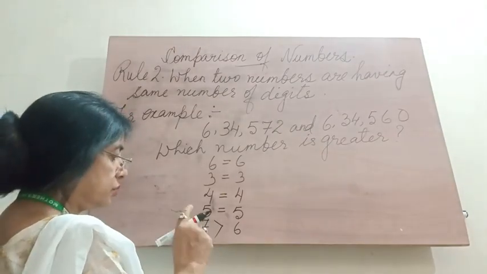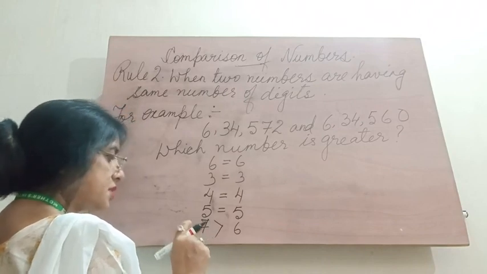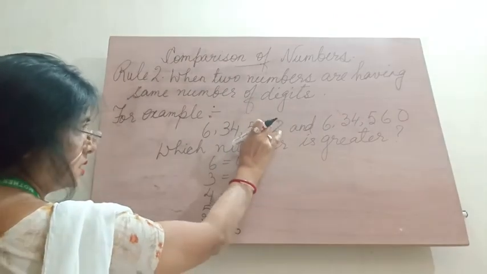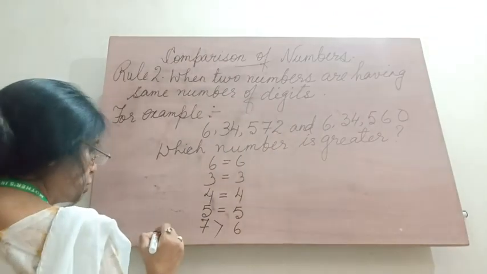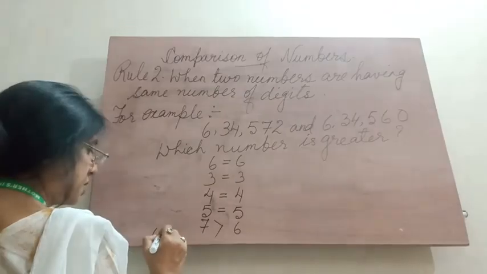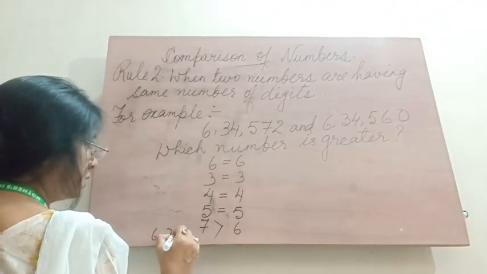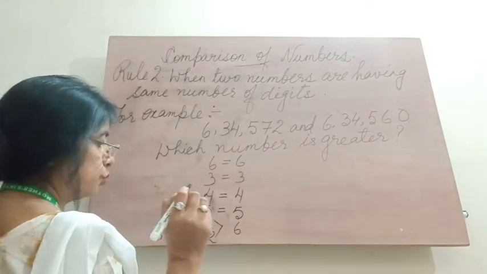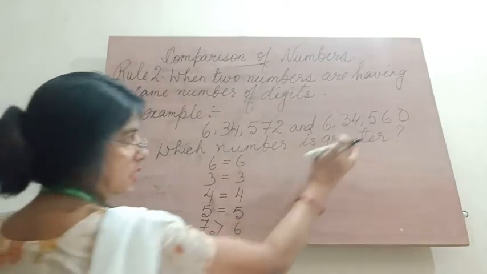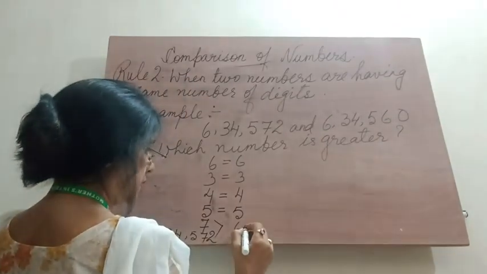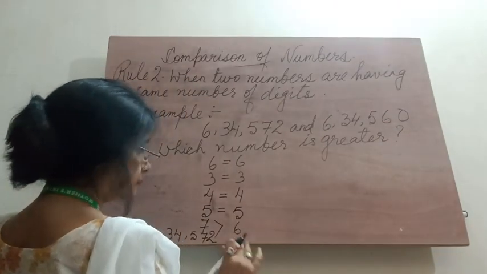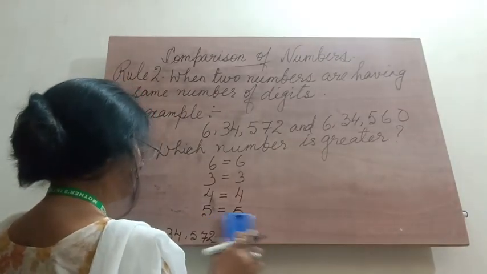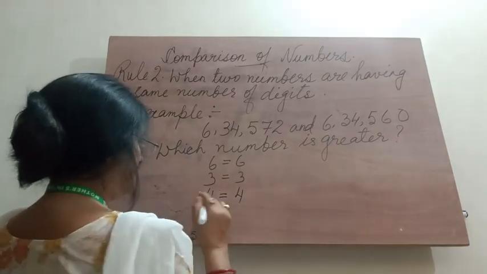So you have to find out in which number the digit 7 is there. In the first number, you can find the digit 7. So the first number is 6,34,572, and 6 you will get in the second number. The second number is... wait a minute.